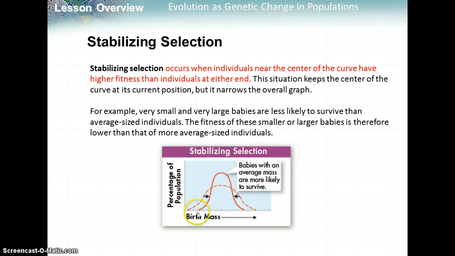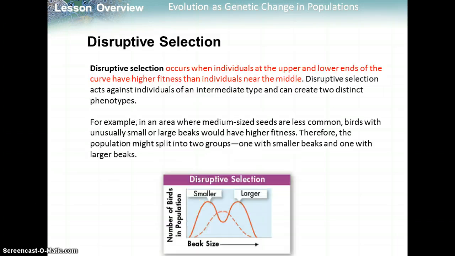So a 4-pound baby won't survive as much as maybe a 7 or 8-pound baby. A 12-pound baby, usually kind of hard to push out naturally. So before C-sections, definitely bigger babies did not survive as much, maybe even the moms, compared to the average-sized babies.